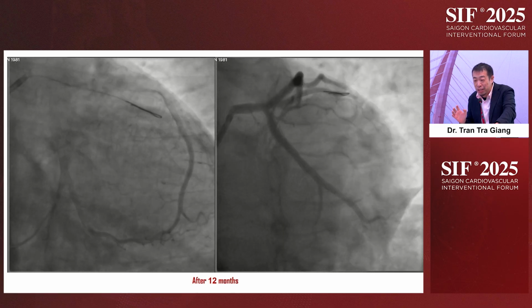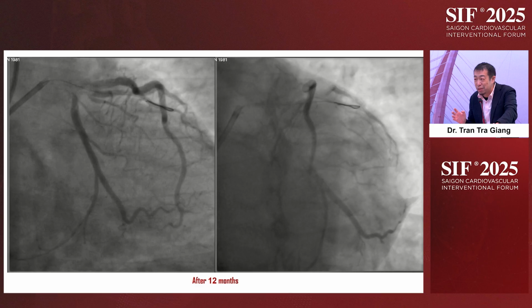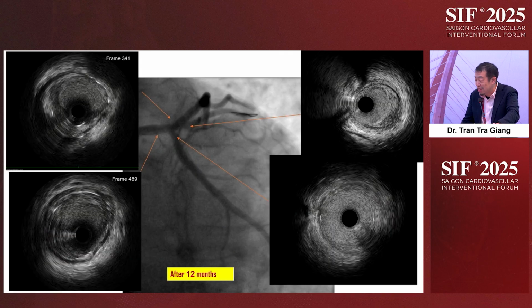And the patient wanted to see the IVUS again. I checked, and it was similar. There was no further progression of the new atherosclerotic plaque. And I think I have not only this patient but a lot of patients like that.